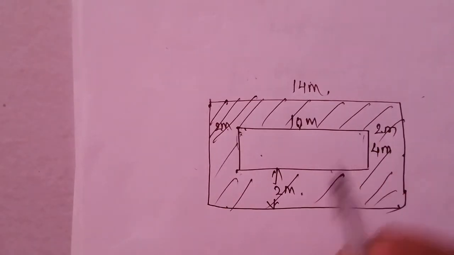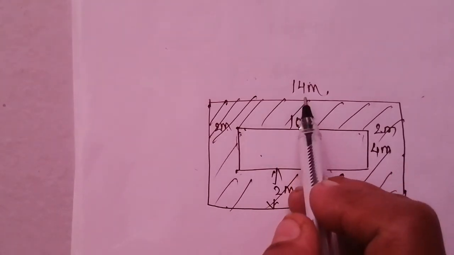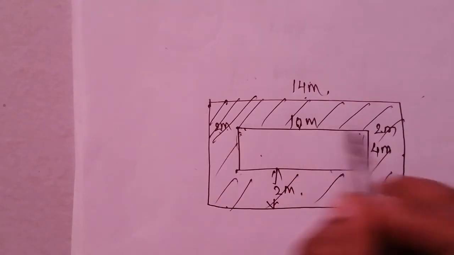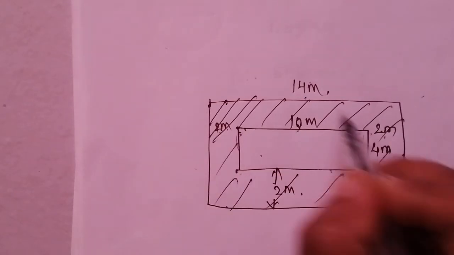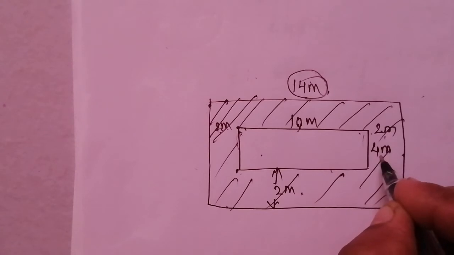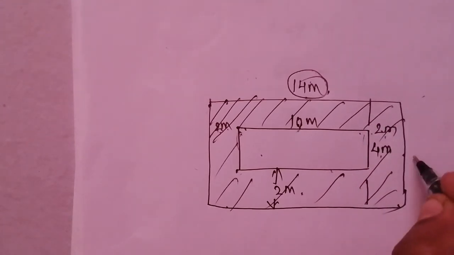Okay. In the previous one, they gave the inner border and asked you to find the outer one. Right. Now here, for the inner, we have to do the addition. Inner given is 10 plus 2 plus 2. This is 14 meter. Same way, this is 4 meter plus these 2 and these 2, which means this will be 8 meter.